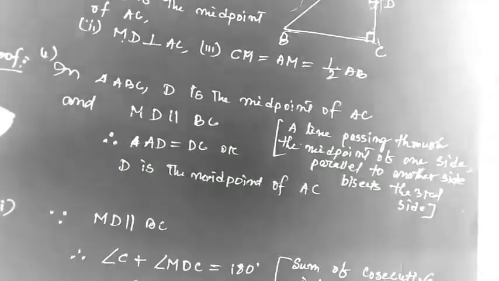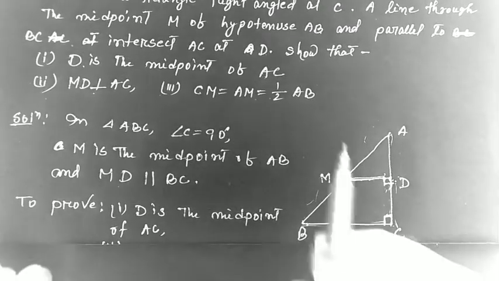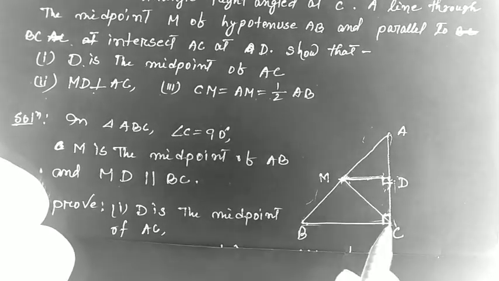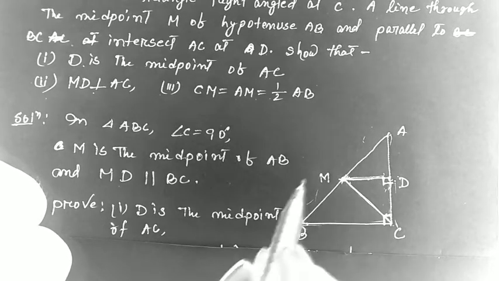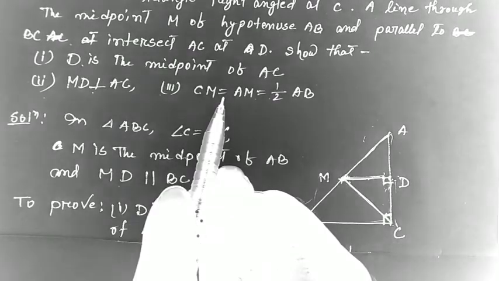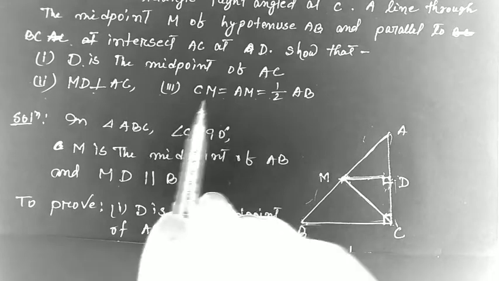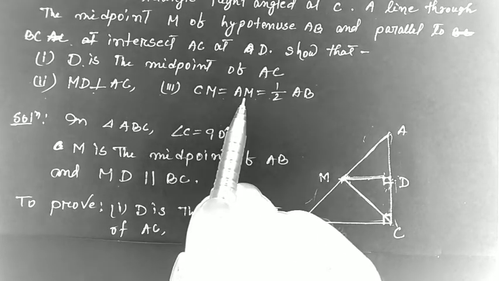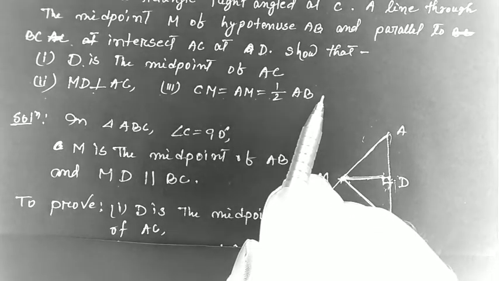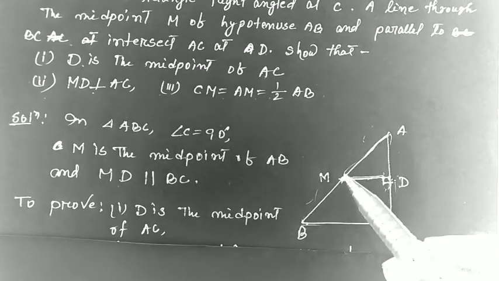So now we have the third number proof. In the third number, what we need to prove? This CM. Now I am connecting this CM. This is not construction, as it is given in the question. CM and AM are equal and are equal to half of AB. First of all, we have to show that CM and AM are equal. Then we will show that these two parts are equal to half of AB.